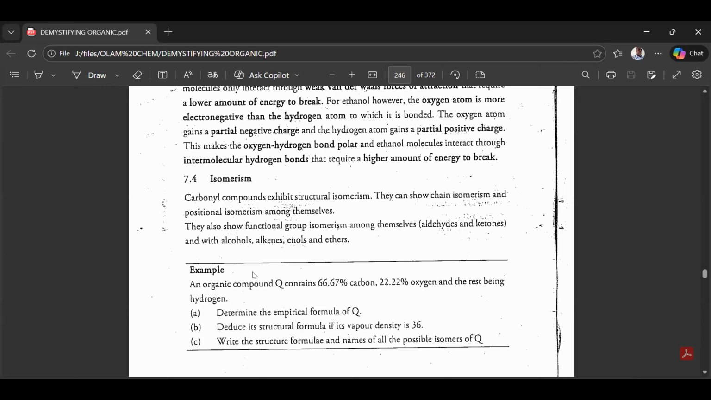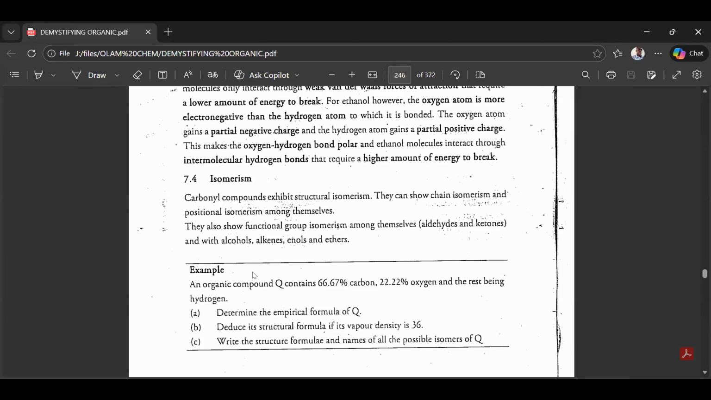Now, when you look at these carbonyl compounds, we said we have two classes: ketones and aldehydes. These have isomers, or they can form isomers. Which isomers? They can form chain isomers, they can show position isomerism, and at the same time they can show functional isomerism. So carbonyl compounds can show all three types of structural isomerism.